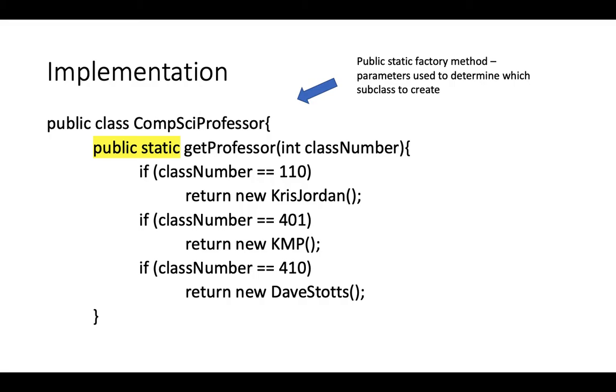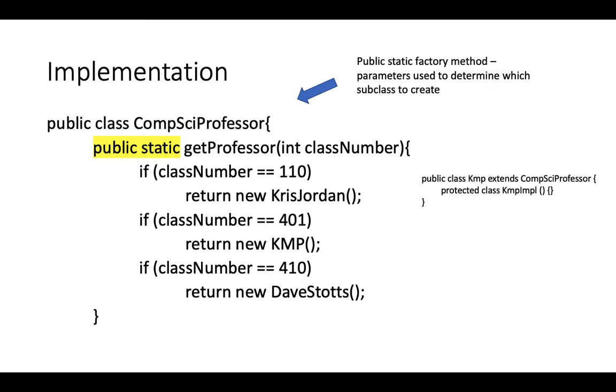So this is an example of the first part of dynamic subclass binding, which is that the factory method decides which subclass is actually created. The factory method has all of the parameters and all of the information needed to decide which subclass will be created.